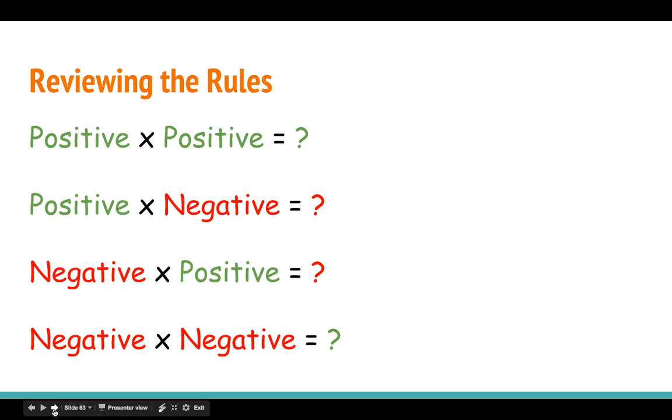All right, let's review. Reviewing the rules. A positive times a positive number equals a positive number. Positive times a negative equals a negative number. A negative times a positive also equals a negative number. And anytime you have a negative times a negative equals a positive number.